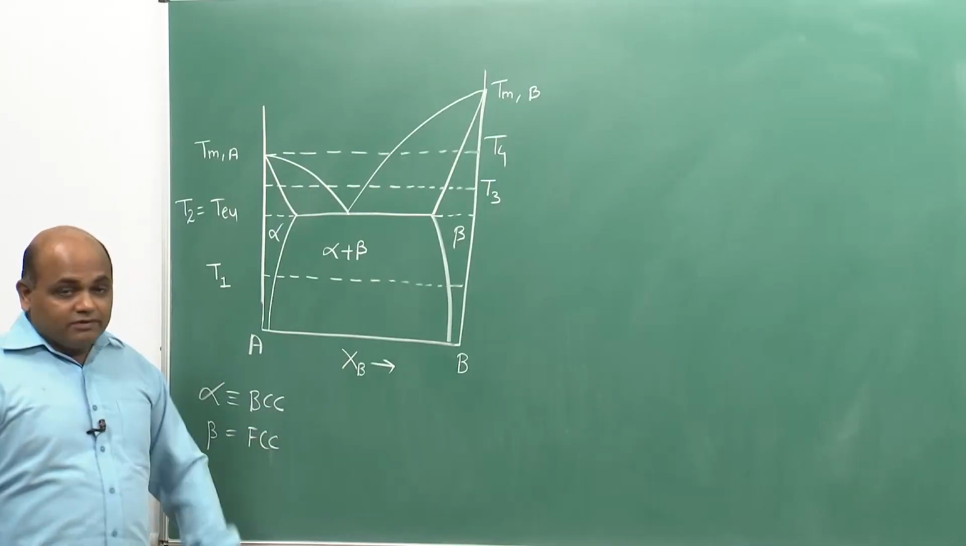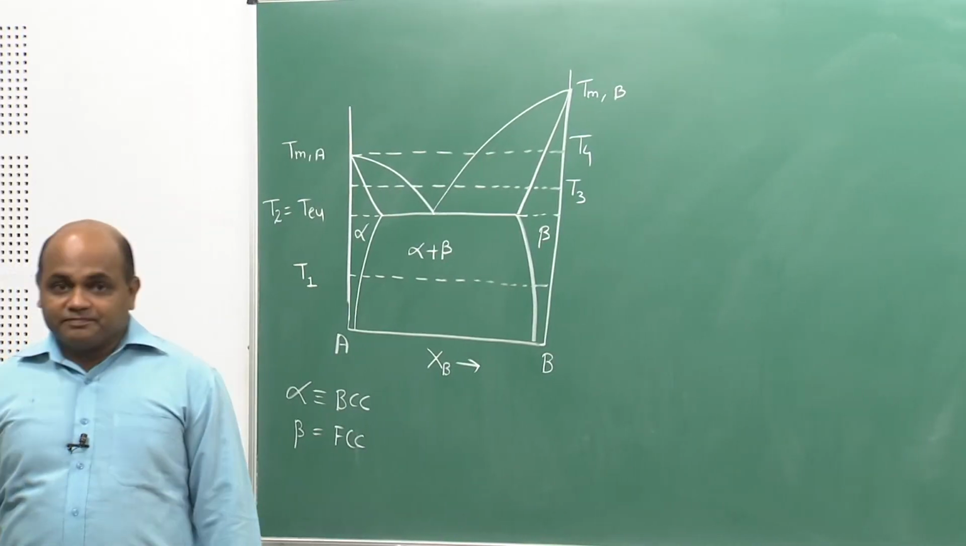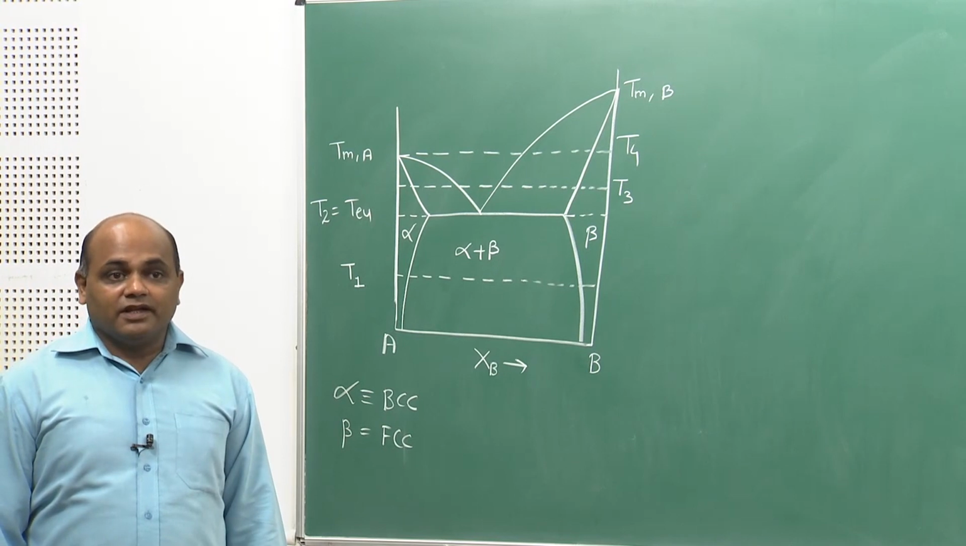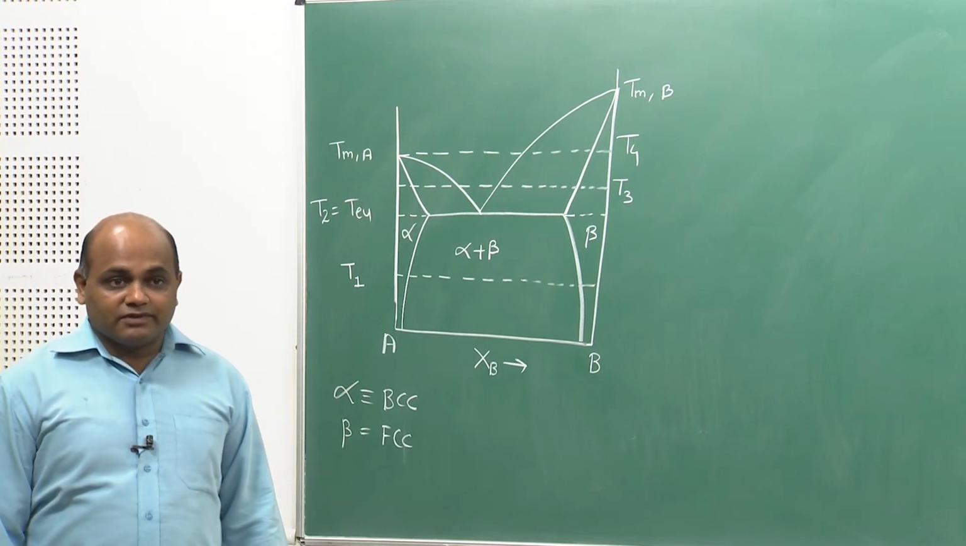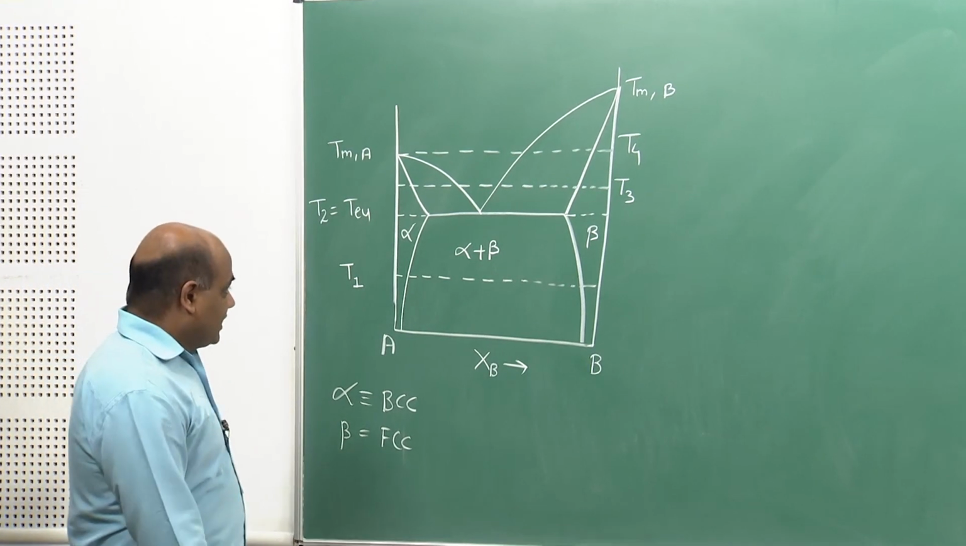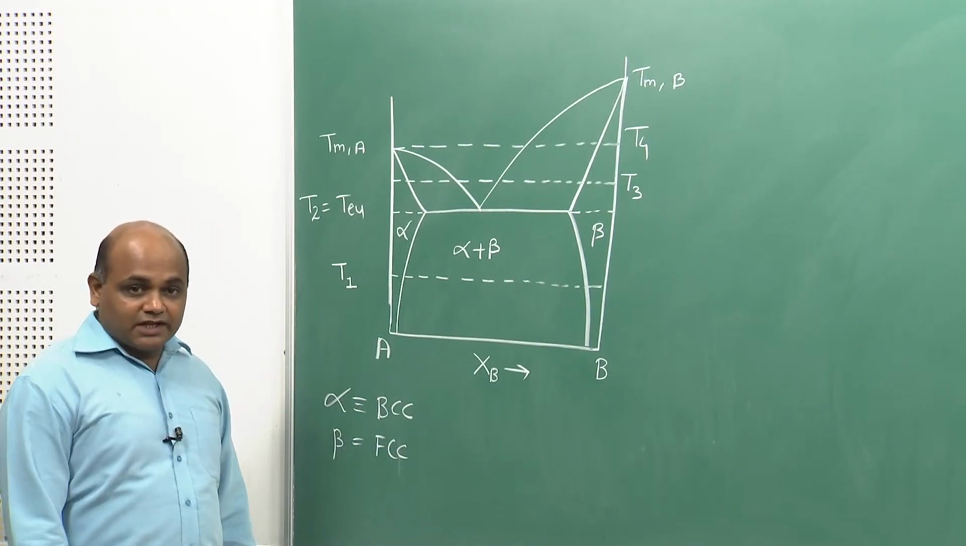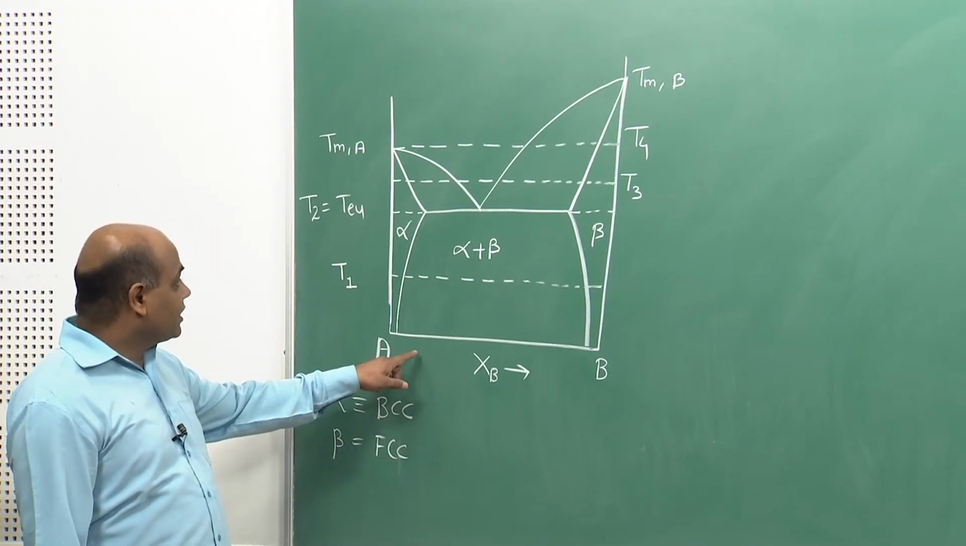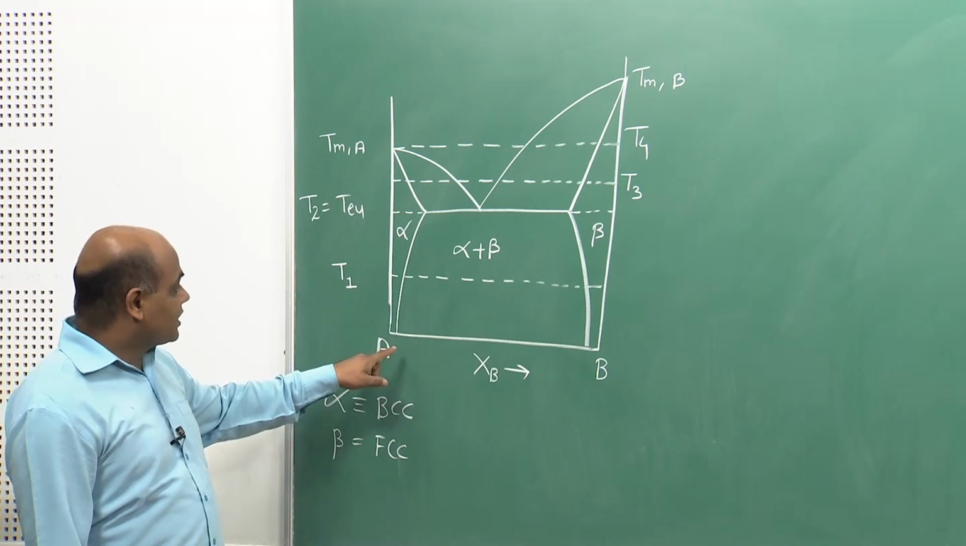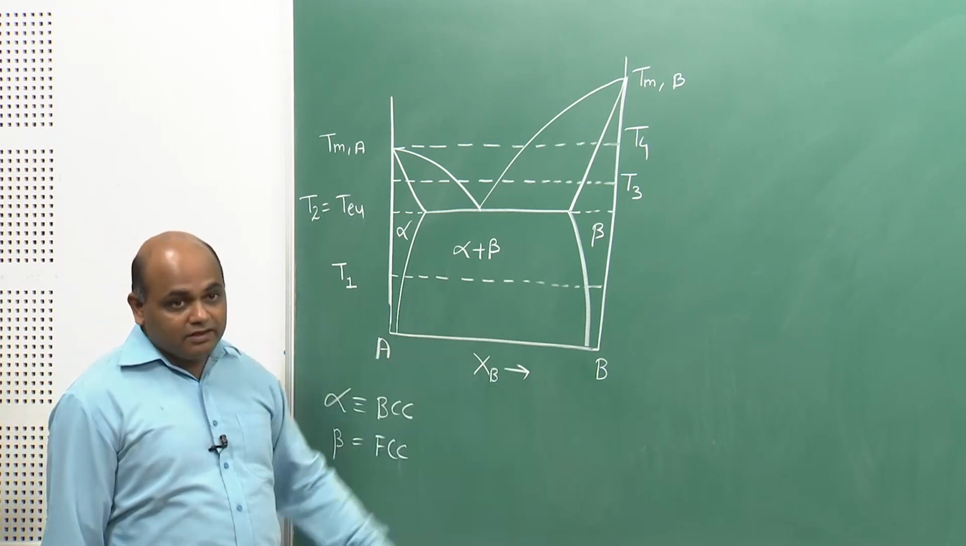What if they have different crystal structures? Then it will give rise to little more complicated phase diagrams. One example is the eutectic phase diagram, similar to what I have drawn here. So, this is a eutectic phase diagram between two components A and B.